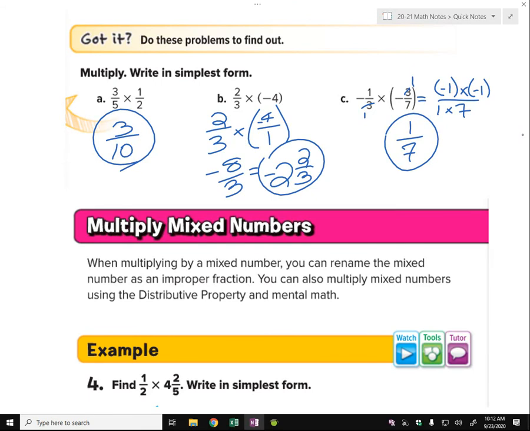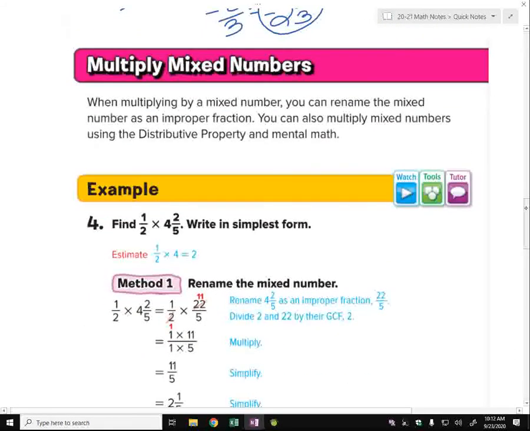Multiplying mixed numbers. When multiplying a mixed number, you can rename the mixed number as an improper fraction. You can also multiply mixed numbers using the distributive property and mental math. So if you don't recall the distributive property, I don't remember when you had it, probably it was last year, but it could have been one of those situations that during the quarantine you guys weren't able to get to because your lessons were reduced last fourth quarter.